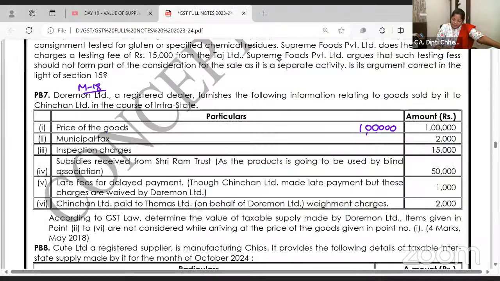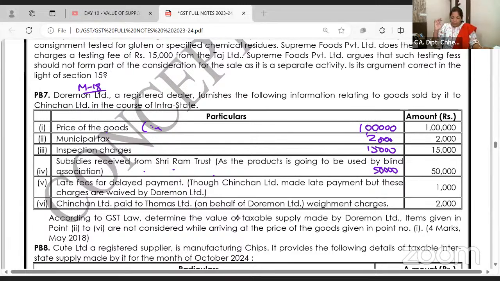Okay, what is the price of goods? 1 lakh. Municipal taxes 2,000. Inspection charges 15,000. Subsidies received from Shriram Trust, as the product is going to be used for a blind association. So this subsidy is received from a private trust. Is it going to be part of the value? Yes. See, they didn't say this is inclusive.